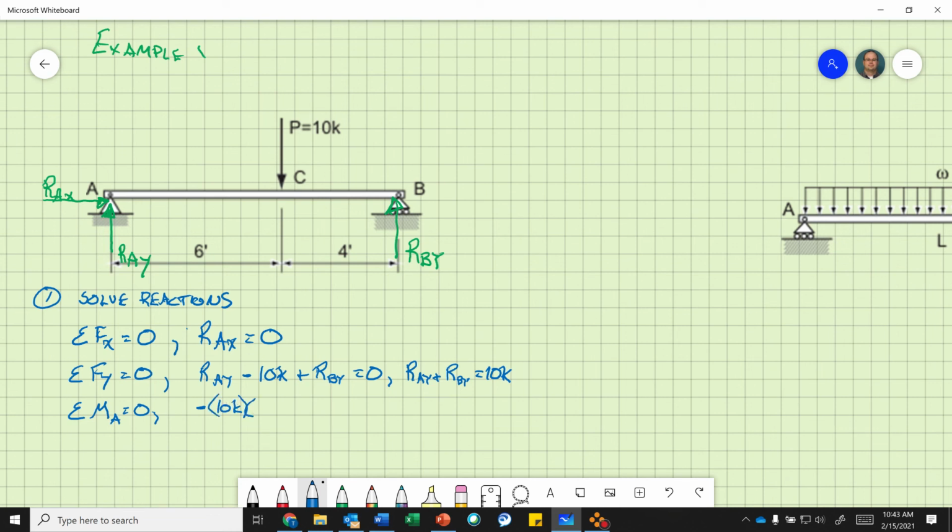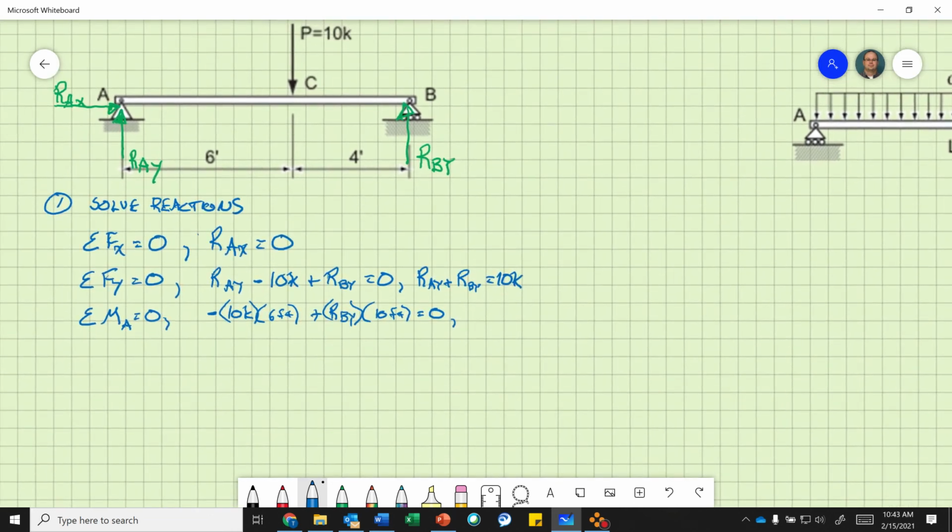My perpendicular distance from the line of action to the point of rotation times 6 feet. Okay. RB, the reaction at point B in the y direction, that is going counterclockwise, so that's positive. Reaction at point B in the y direction, and my perpendicular distance is 10 feet, equals 0. Okay, so now I want to solve. Let's solve that. I'm just going to slide up here.